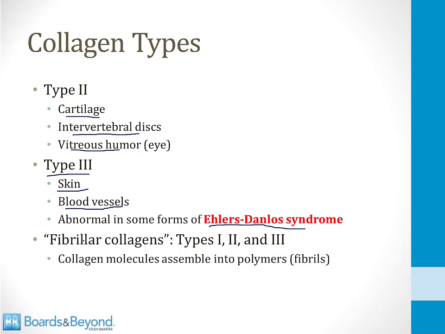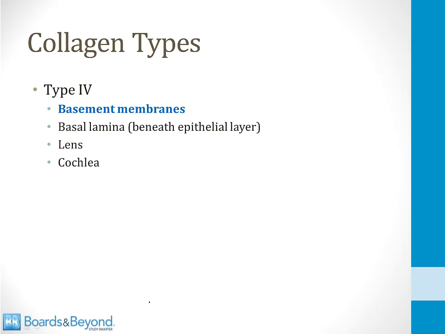And you may read in your textbooks about so-called fibrillar collagens. These are the type 1, 2, and 3 collagens. These are called fibrillar because the collagen molecules in these types of collagen assemble into polymers called fibrils, which we'll talk about in a minute. There are also many types of non-fibrillar collagen, but we're only going to talk about one because this is the one that sometimes comes up on the boards, and that's type 4 collagen.